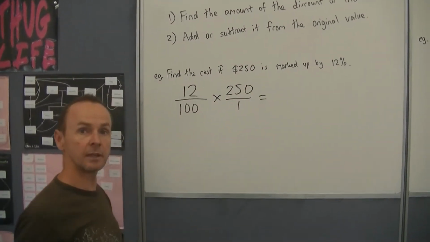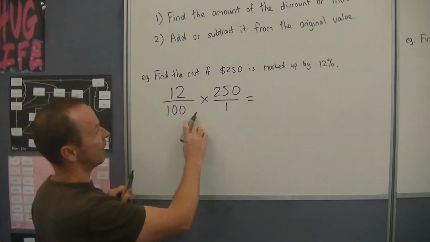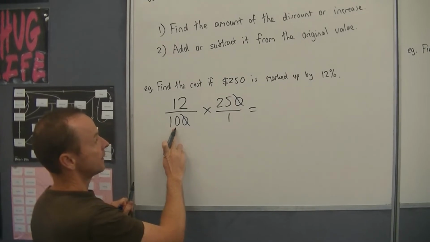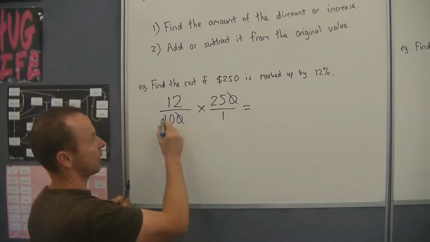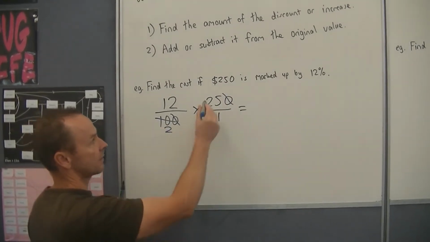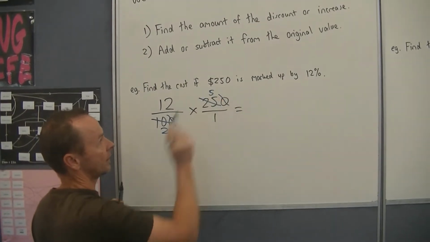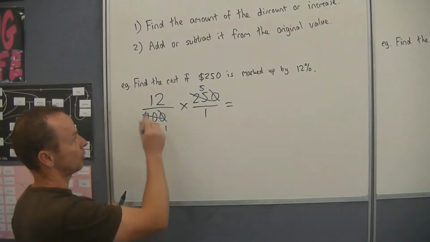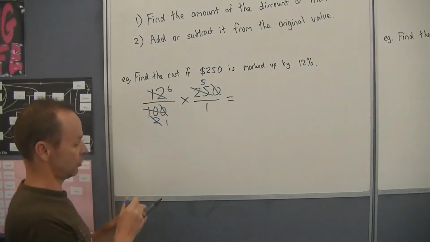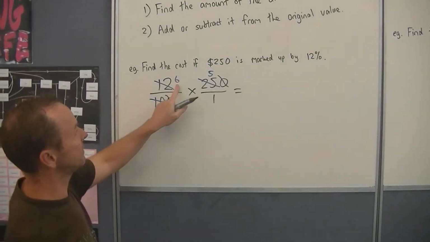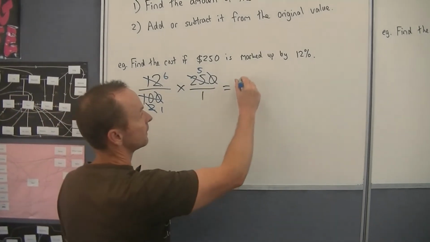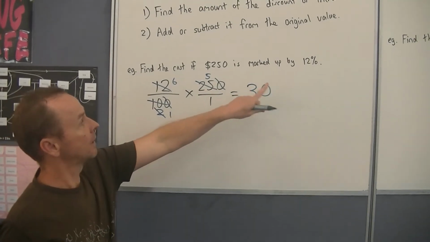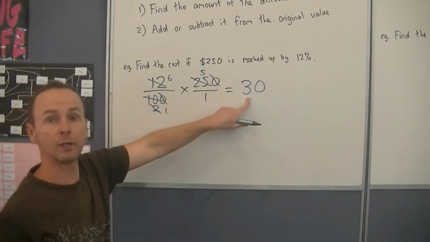So we just did this in the last exercise. Let's simplify. So we'll chop a 0, chop a 0. The 10 and the 25, 5 goes into both. 5 goes into 10 twice. 5 goes into that 5 times. And look at that, we can cancel the 2 and the 12 as well. 2 goes into 2 once, and 2 goes into 12 6 times. So all this is 5 times 6, 6 times 5, which is 30. So we worked out that the markup of 12% of that amount is $30.